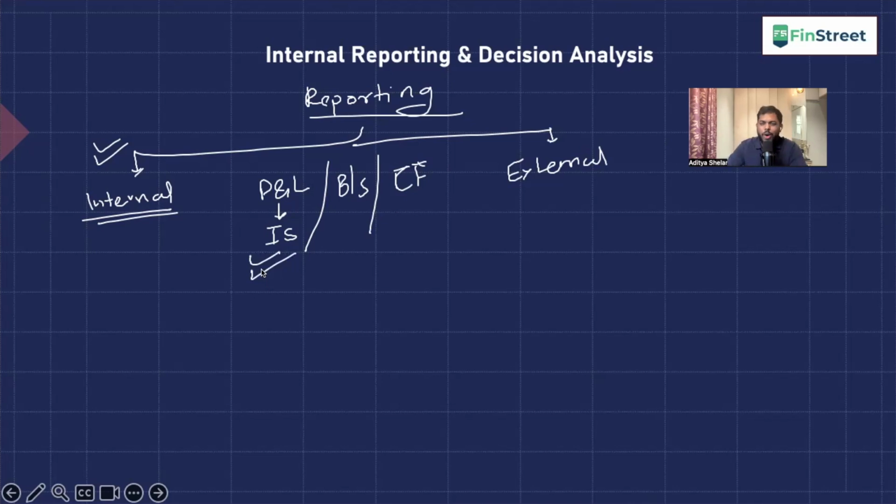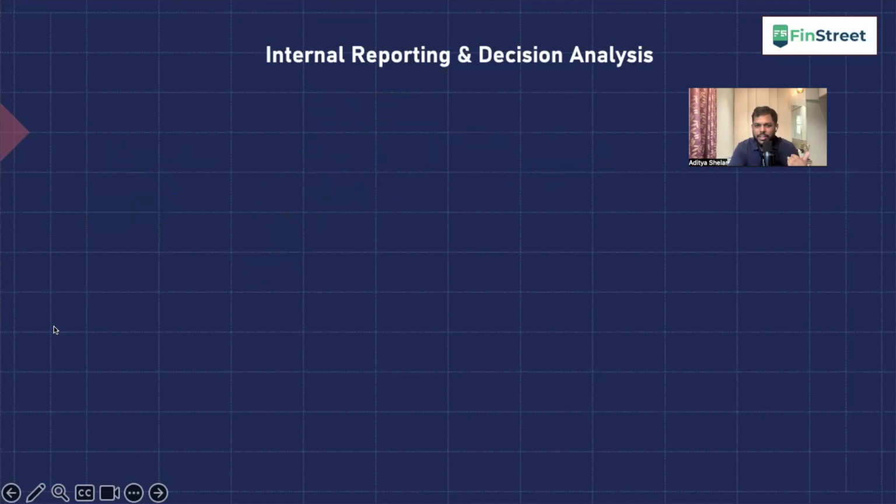First let's see how the external format looks. I'll quickly walk you through, and then we will come to internal. Today's focus is on internal, because when analysis is happening, it is as per internal requirement. But when reporting is happening, that is as per external requirement.